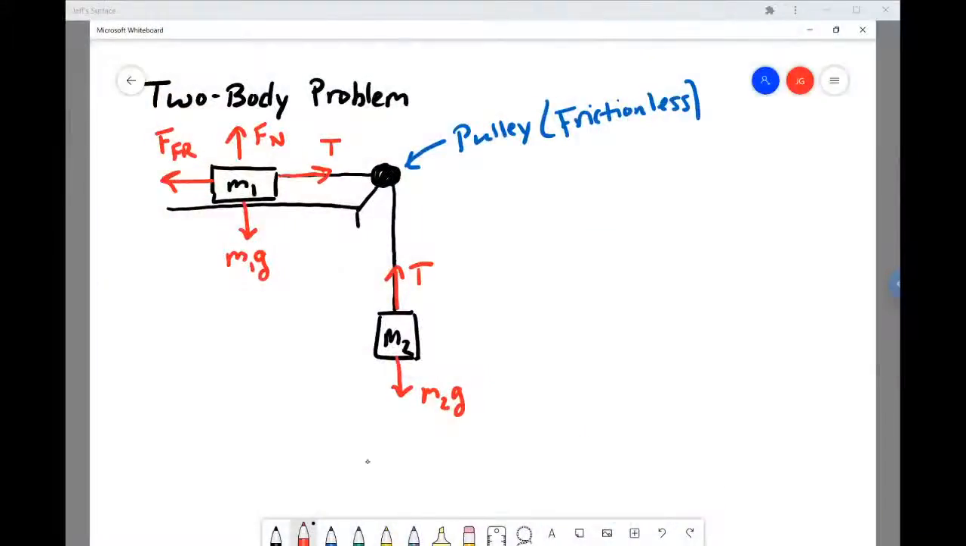The tension forces here are an action-reaction force pair according to Newton's third law: mass 2 pulls on mass 1 with tension T, therefore mass 1 pulls back on mass 2 with tension T. They're equal in magnitude, opposite in direction, and that's what couples this. Remember I said that Newton's third law is about interactions between objects? Here we have two individual objects, but they interact with one another via this tension force. All right.